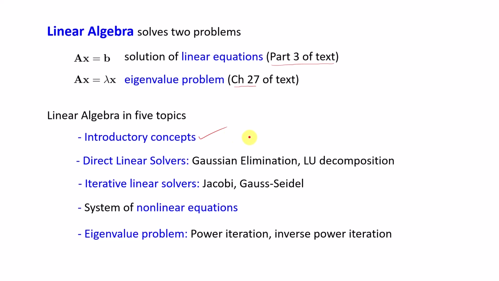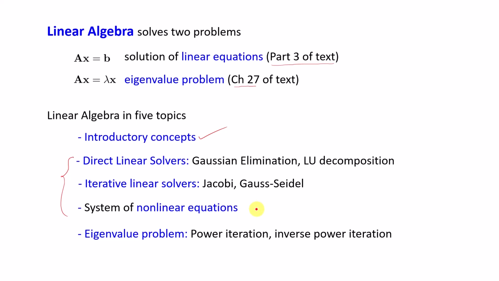Once we get our basics right, we'll get into the solution of linear equations, that is the Ax equals B problem. Mostly we'll talk about the Ax equals B problem, and only a little bit about the eigenvalue problem. So here we have direct linear solvers, then iterative linear solvers, then systems of nonlinear equations.